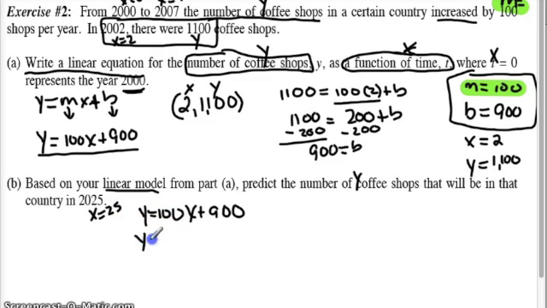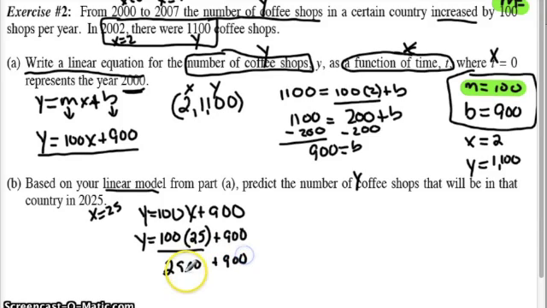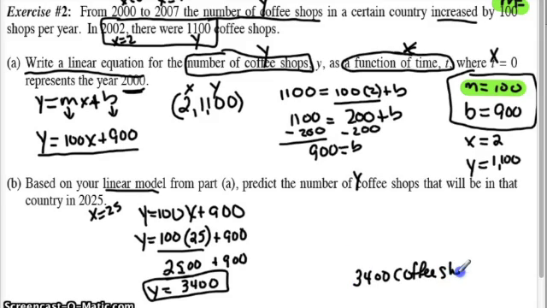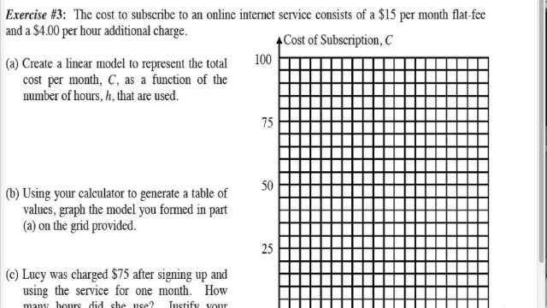So y equals, this is substitution, 100 times 25 plus 900. And you just do calculations, that's 2,500 plus 900, and you get 3,400. Y equals 3,400. Well, what does that mean? That means that there will be 3,400 coffee shops in that country in the year 2025, based on this linear model.